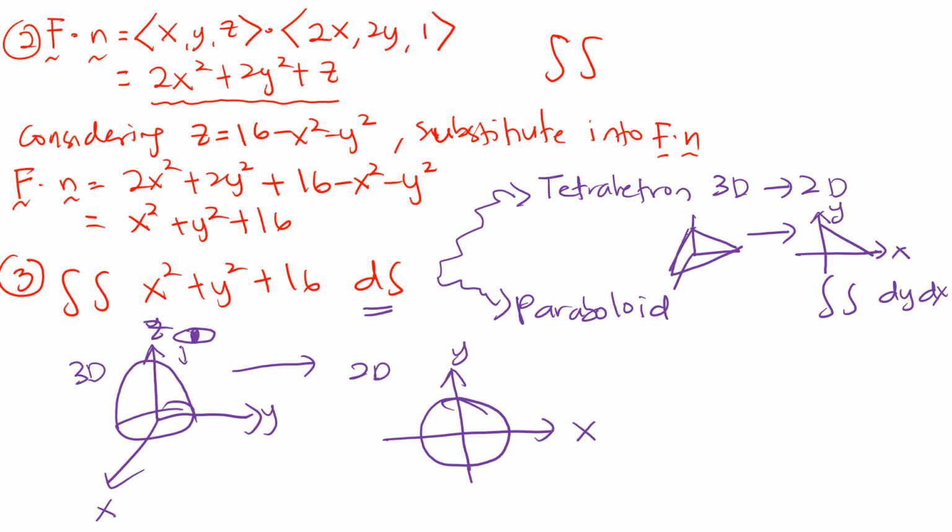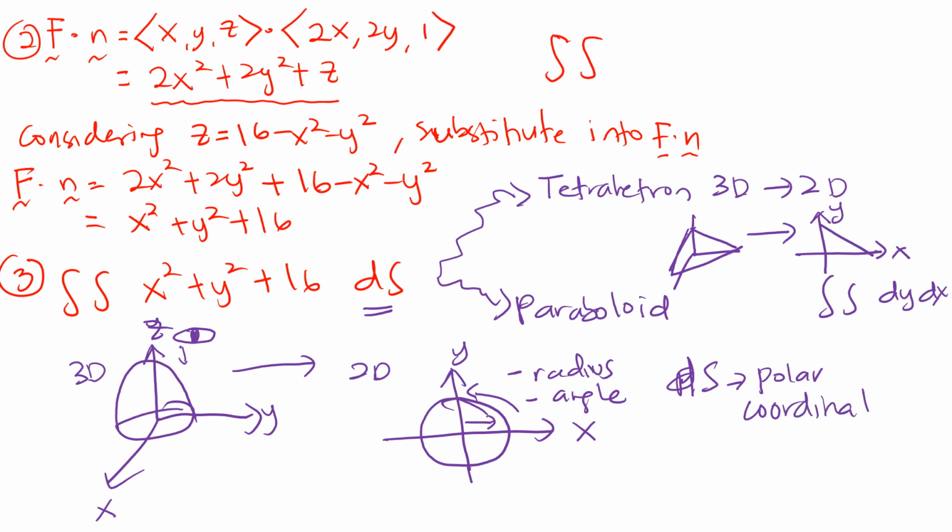This circle consists of a radius and an angle, right? So in order to integrate this, the dS has to be based on the polar coordinates of the plane, or polar coordinates of the circle. We had polar coordinates of the cylinder previously, we also had polar coordinates of the sphere, and now we have polar coordinates of the circle or plane. So we converted the three-dimensional paraboloid to two dimensions, and we have a circle. To find the surface integral of this circle, you have to use dS in terms of polar coordinates of the plane or circle.